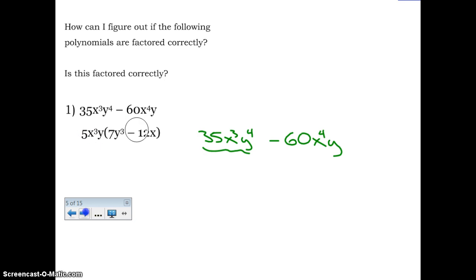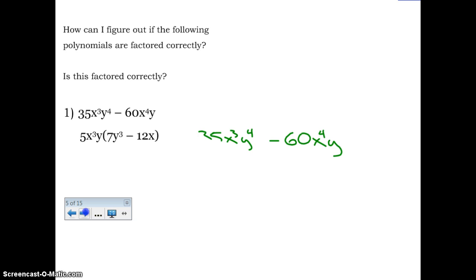Okay? So, might seem like a big jump, but hopefully you see how they're related. So 35x cubed y to the fourth minus 60x to the fourth y, when factored, you get 5x cubed y times 7y cubed minus 12x. So bear with me. Through some of these examples, it'll make more sense.